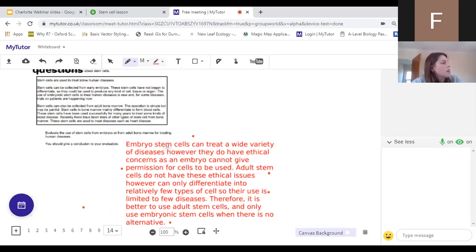Okay. Someone said for 6 marks, would you just give an extra point? If you've got a 6-mark question, then yes, but that question was for 5 marks. So the maximum you could have got was 5. Someone's asked, can we explain therapeutic cloning again?